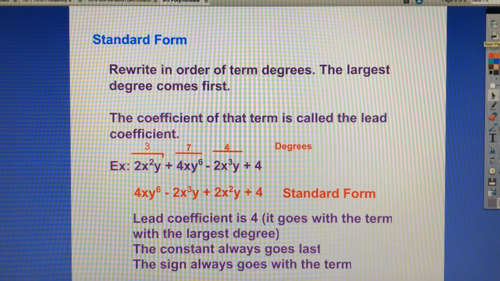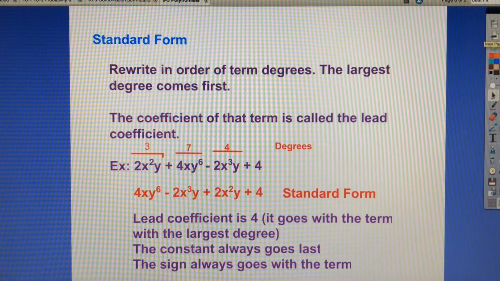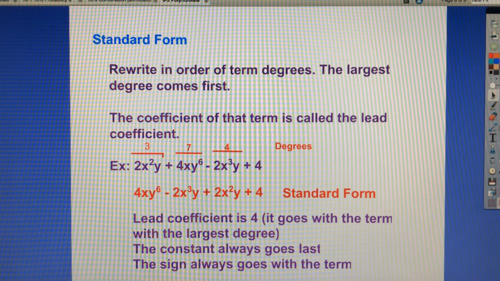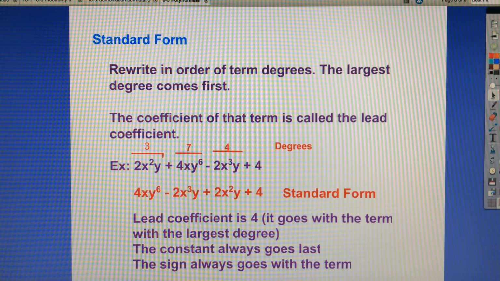Standard form. You need to rewrite your polynomial in the order of term degrees. That means exponents. The largest degrees come first. Remember, the sign goes with the term. The coefficient of that term, the first one, is called the lead coefficient. So first, let's see what we have so we can clean it up.